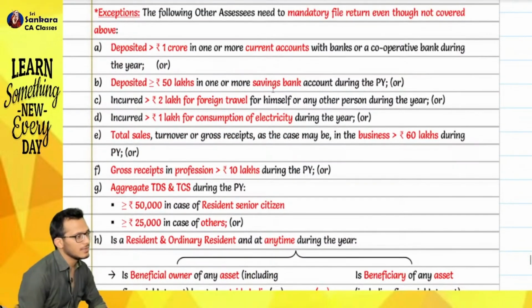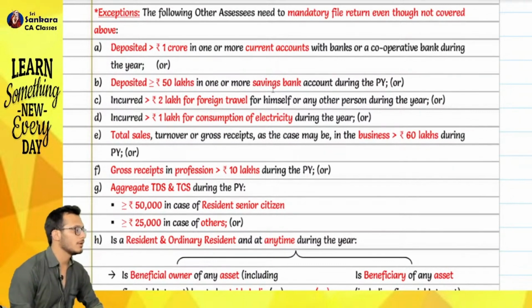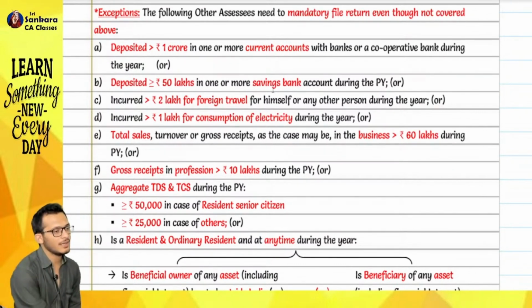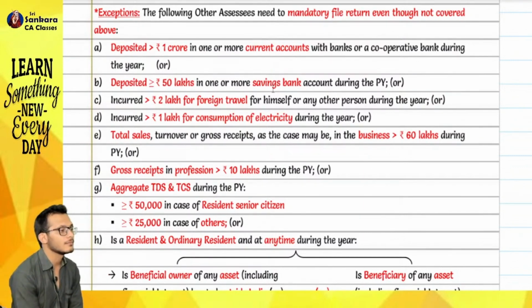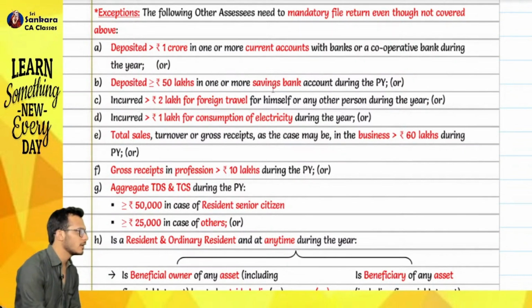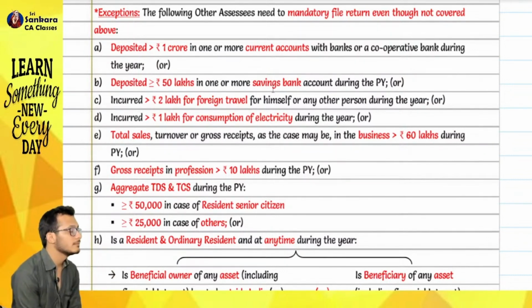Scenario number 1: if you have a current account and you have deposited more than 1 crore in that current account, you need to mandatorily file a return, whether or not you have an income in the current year. It's not a current account, Rahul, it's a savings account: half of it, meaning 50 lakhs. If you have deposited more than 50 lakhs in your savings account, then also you need to file a return of income.